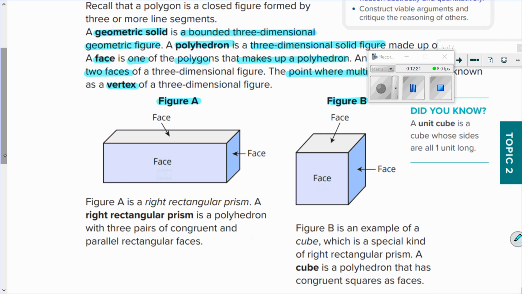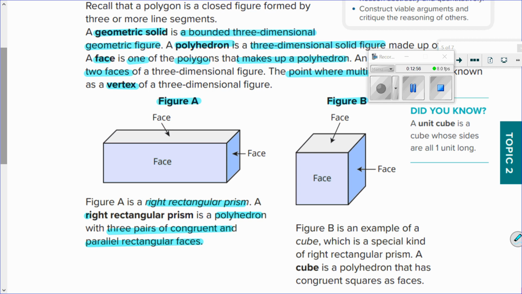So our first one, figure A, is a right rectangular prism. The right rectangular prism is a polyhedron with 3 pairs of congruent and parallel rectangular faces. So all of the faces are rectangles. So it looks something like this, except that it's a square pyramid. So the opposing rectangles, the ones on opposite sides, are identical. Make sense? Right rectangular prism means it comes to right angles. Okay? So it means it's a rectangle, not a parallelogram.